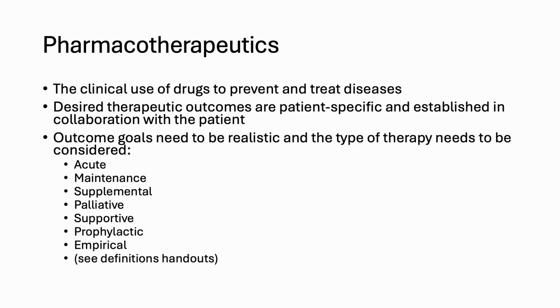So we give different medications for different reasons. Sometimes it's prophylactic, to prevent something from happening. Sometimes it's empirical. To give someone empirical antibiotics means we're not sure what the bug is, so we're going to give a huge broad spectrum of antibiotics until we figure out what it is. It's kind of casting the net wide. So you need to know that handout.